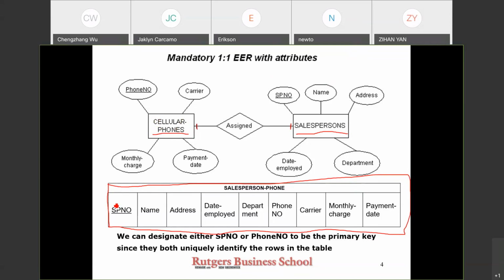Salesperson, the primary key is SPNO, salesperson number, with all the attributes assigned to this table, including name, address, date, employee, department.